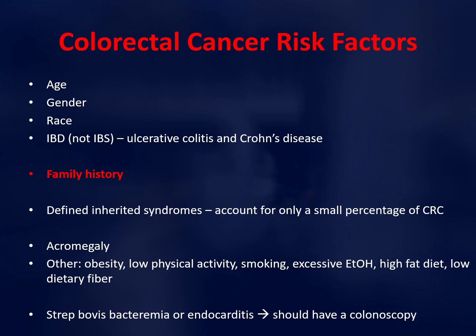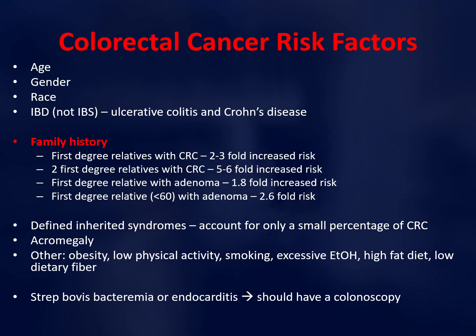Then we have a positive family history. For patients with a first-degree relative with colorectal cancer, they have a 2 to 3-fold increased risk of colorectal cancer. When they have 2 first-degree relatives, they have a 5 to 6-fold increased risk. When there's a first-degree relative with adenoma, they have a 1.8-fold increased risk of colorectal cancer. And when this first-degree relative with adenoma is less than 60 years of age, the risk is 2.6-fold.